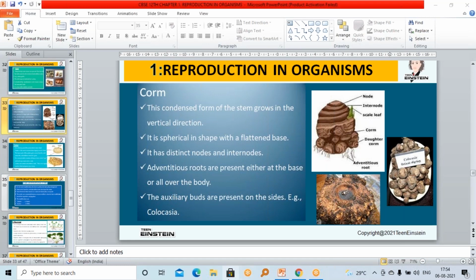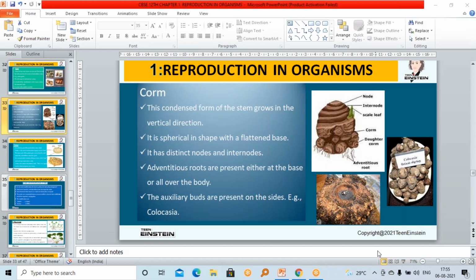You can see from the shape itself we can make out these are more or less spherical, and they have a flat base. You can see the base is almost flat, and the corm has distinct circular nodes and internodes. The nodes and internodes are in circular way.